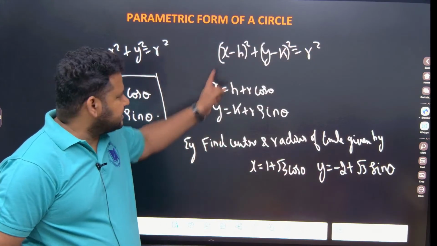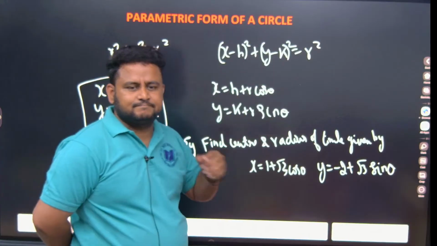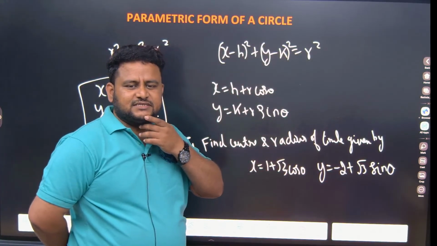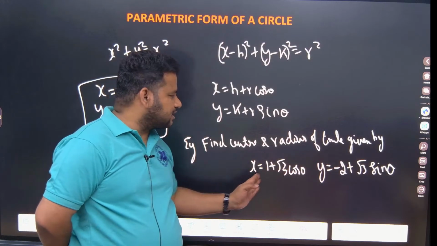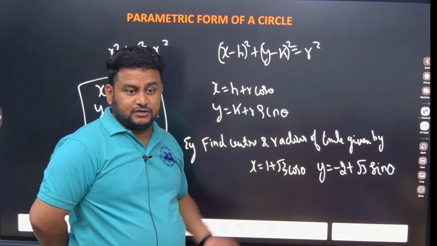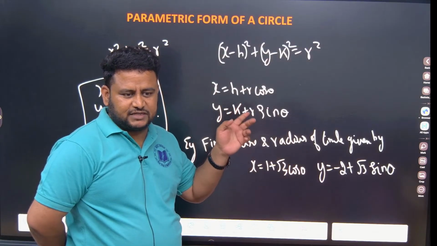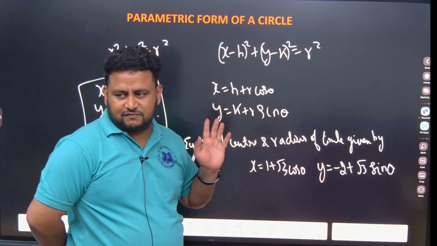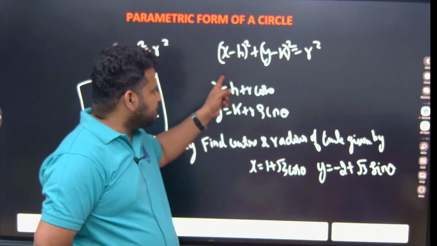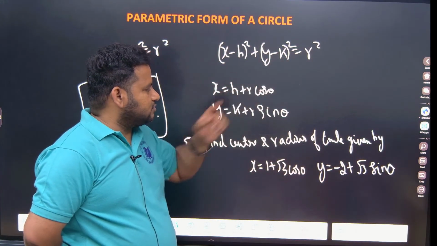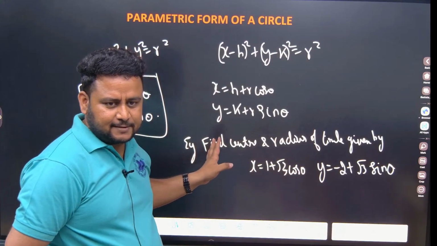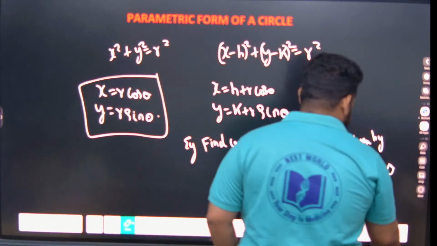So what is the center of this? h comma k, or minus h comma minus k? h comma k. Then it will become 1 comma minus 2. But when you write it in the form x squared plus y squared plus 2gx plus 2fy, then it will become minus g comma minus f. So please be careful. What I have given is of the form x minus h whole square plus y minus k whole square is equal to r square. This is the parametric form. Clear?